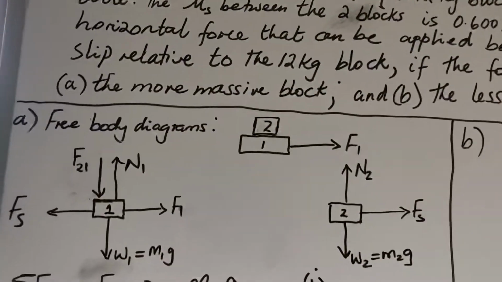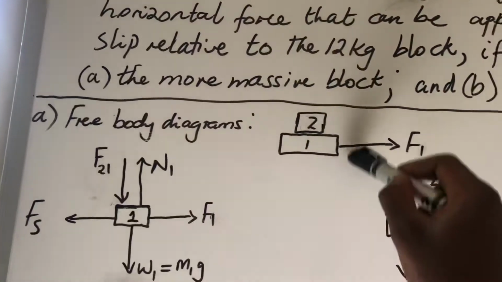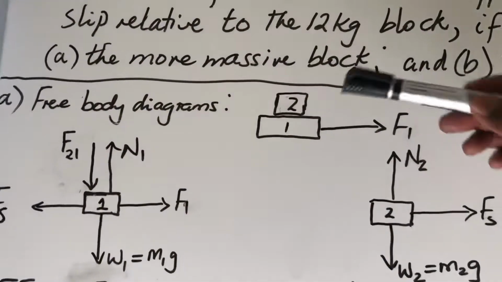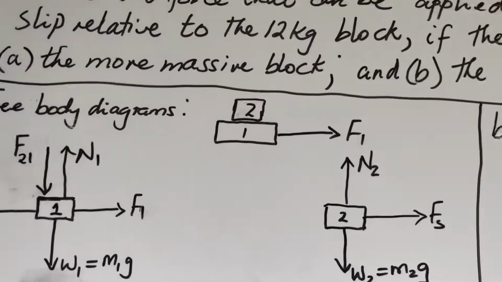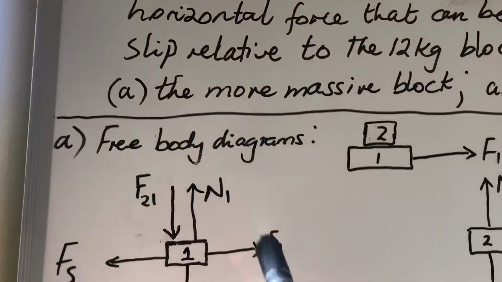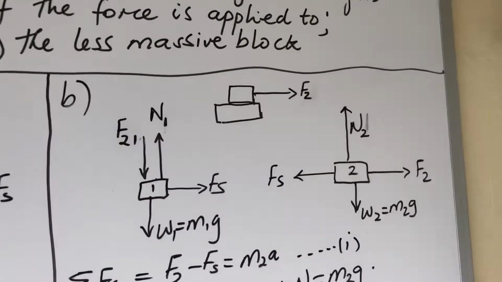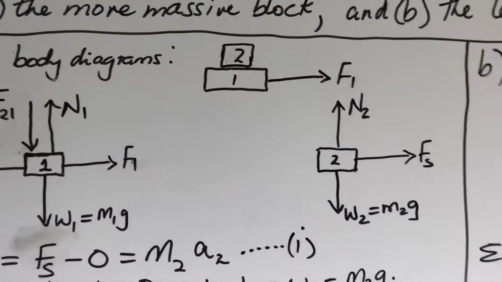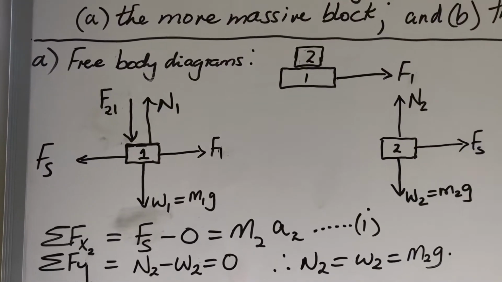So that's why you see me now drawing something like this. This simply means that we've got a smaller block and a bigger block, and they are actually sitting on top of each other. In part A, these are the free body diagrams for part A, and then for part B we'll focus on the other side. My board is so small, so I will just try to make sure that I squeeze in everything here.